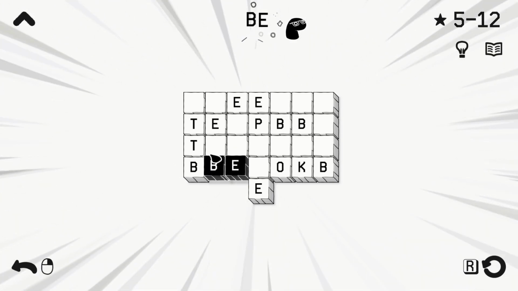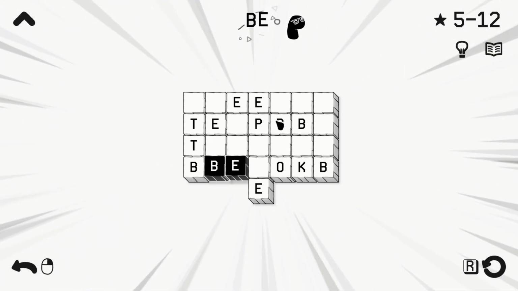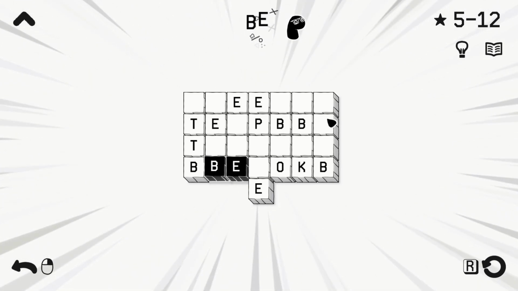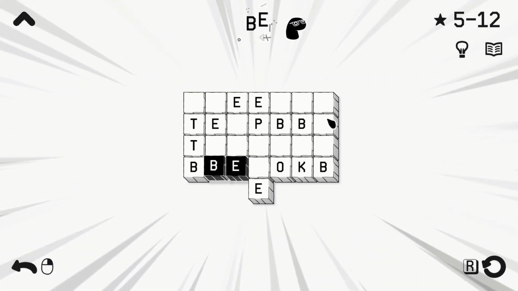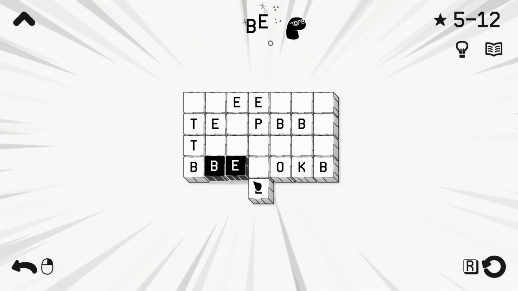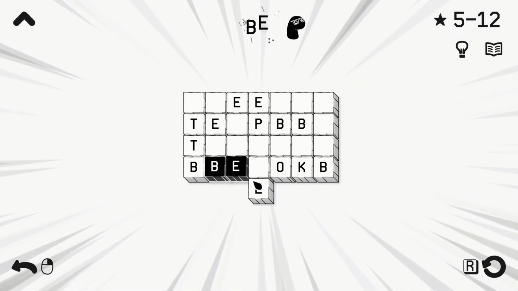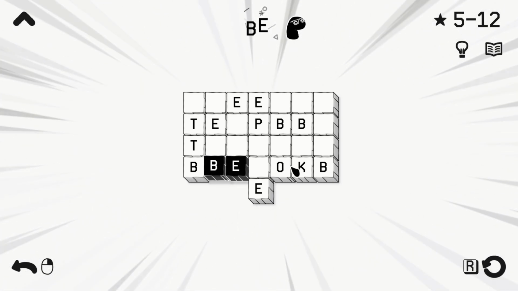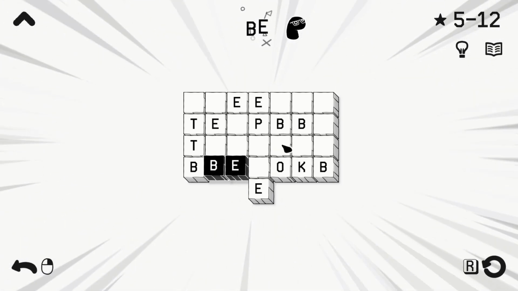Actually, how many B's do I have? I have 1, 2, 3, 4, and 4 E's. So theoretically, I could match all of those. But then I also have T's. I have 2 T's. I want to probably make a lock in here, right? And then a P, which I should get rid of.